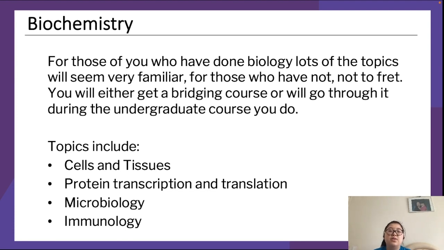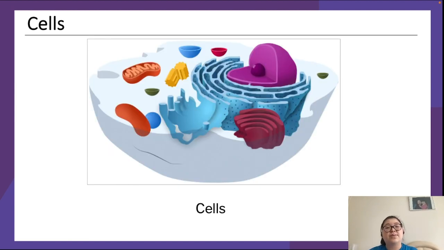Stuff like this includes cells and tissues. It includes protein transcription, translation, and expression. It includes the ATP scale, and includes microbiology and immunology as well. So let's just talk a bit about cells. I'm sure this diagram seems quite familiar to you.